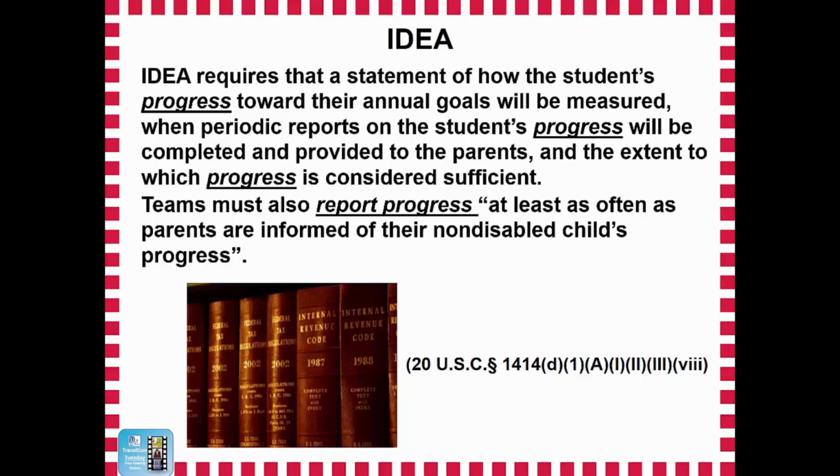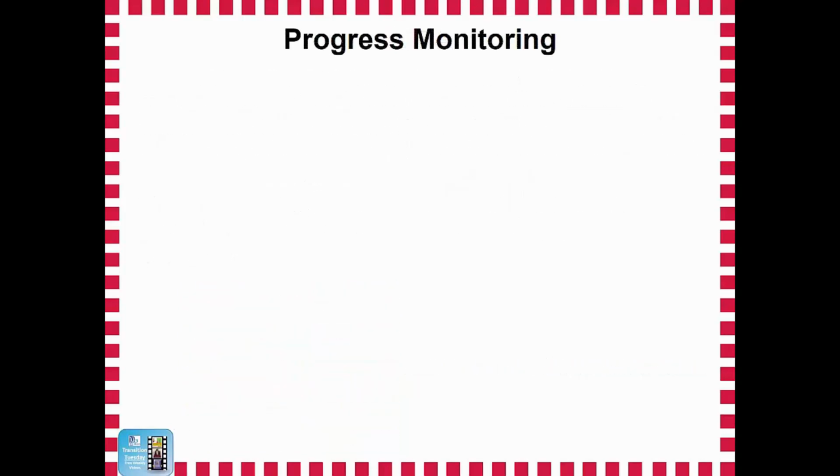In other words, as many times as a student without a disability gets a report card, this is how many times students with disabilities should get progress reports. Whether that's 2, 3, 4 times a school year depends on your school district. To get started, let's make sure we're clear on the difference between progress monitoring and monitoring progress.